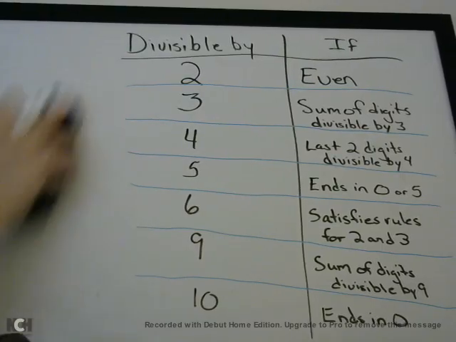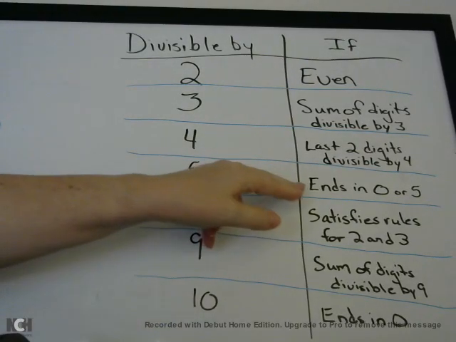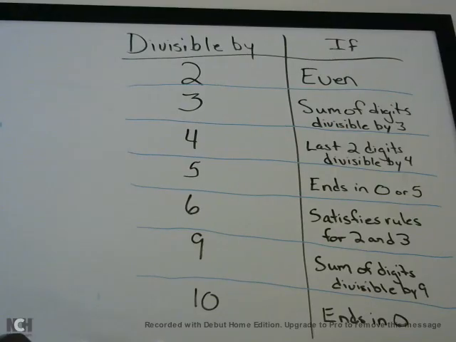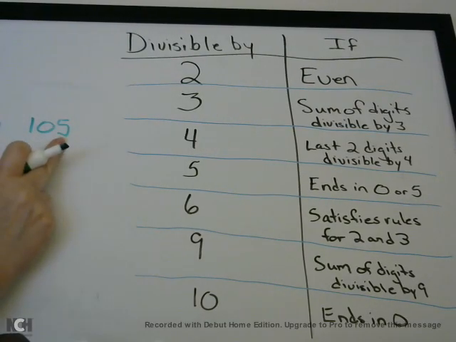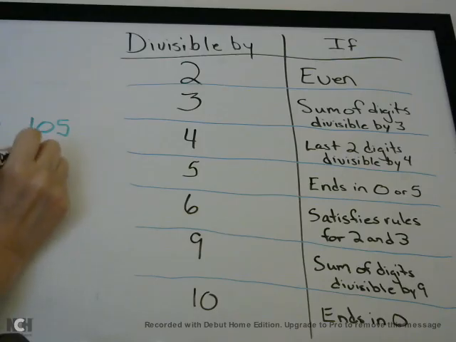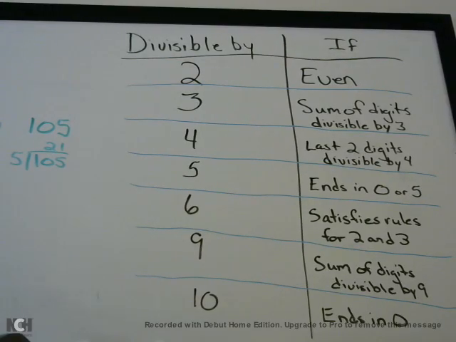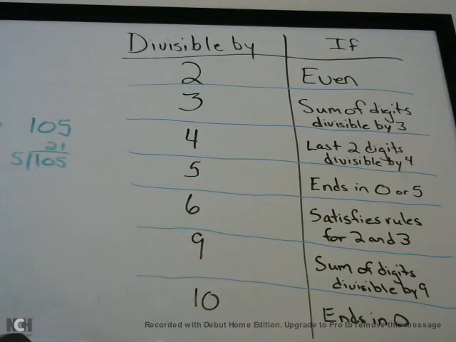With the number 5, it's quite simple. If the number ends in a 0 or a 5, we know it's divisible by 5. 105, all you do is look at the last digit. It ends in 5, so we know it is divisible by 5. For example, 105 divided by 5 is going to give you 21. So there's no remainder, so that's what we mean when it's divisible evenly.